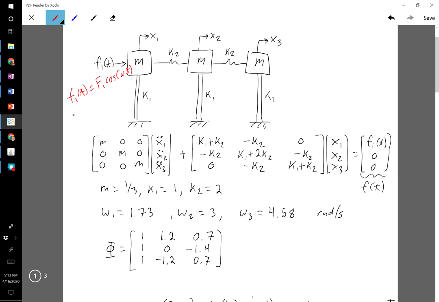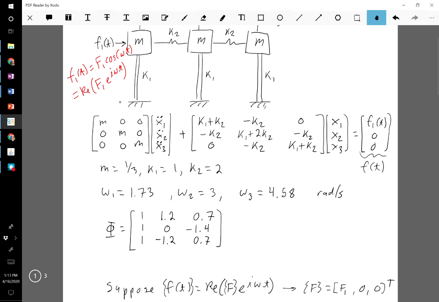Or we've also seen that we can write that in a more general form as the real part of some complex amplitude, e to the i omega t. So how does a multi-degree of freedom system respond, and how is that different from and similar to a single degree of freedom system? To do anything, we're going to need the equations of motion, so we start there.